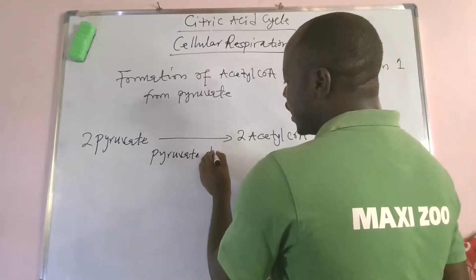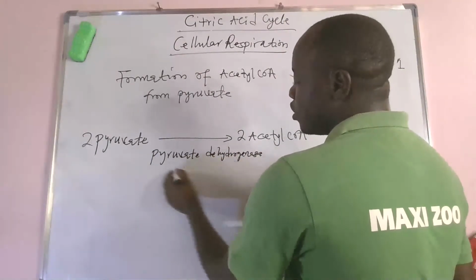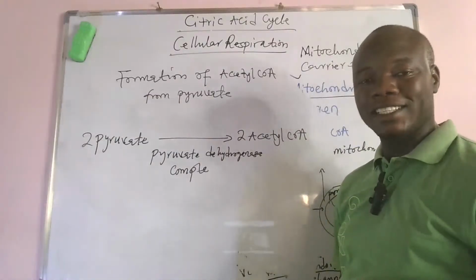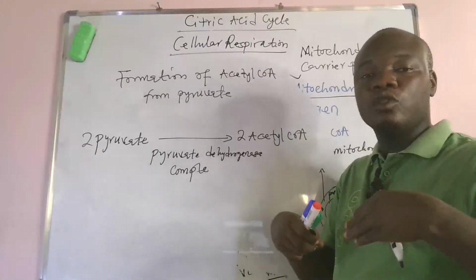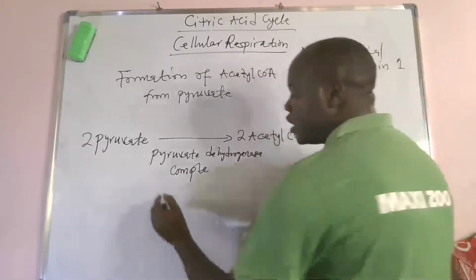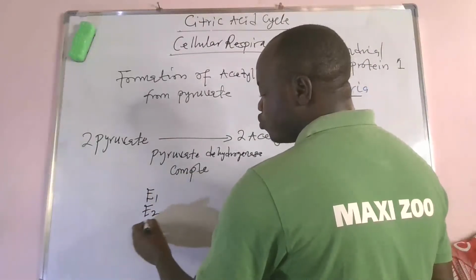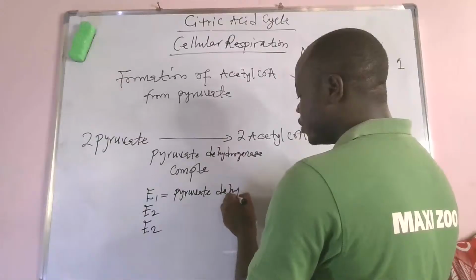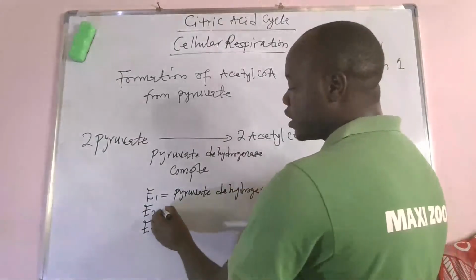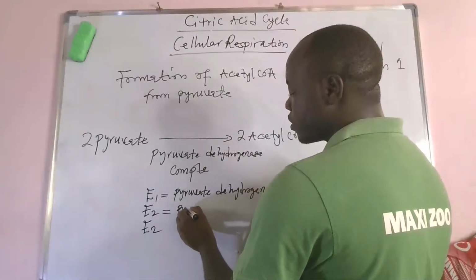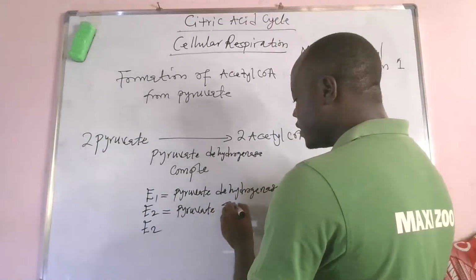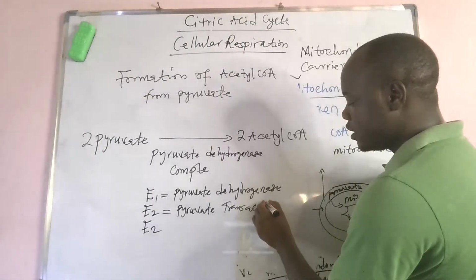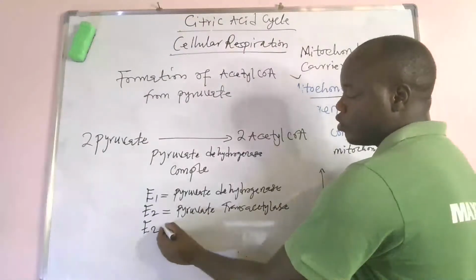Pyruvate dehydrogenase complex. That is the name of the enzyme. Whenever we say pyruvate dehydrogenase complex, it means that it encompasses other enzymes under it. It is a complex, it contains many other enzymes. That is why it is called a complex. And this complex comprises 3 enzymes, E1, E2, and E3. E1 is pyruvate dehydrogenase, that is the first one. The second one is pyruvate transacetylase, or acetylase.